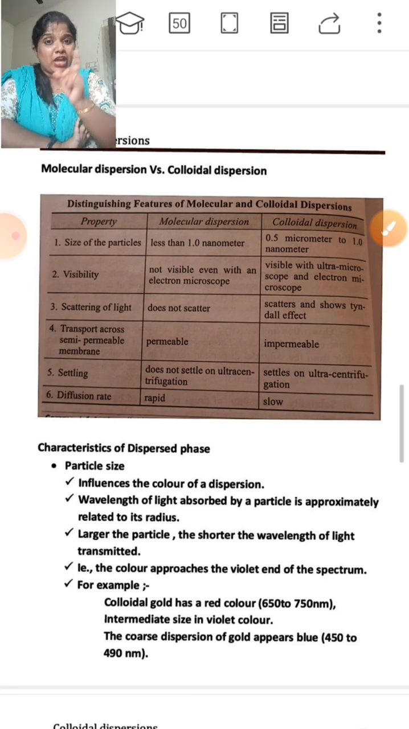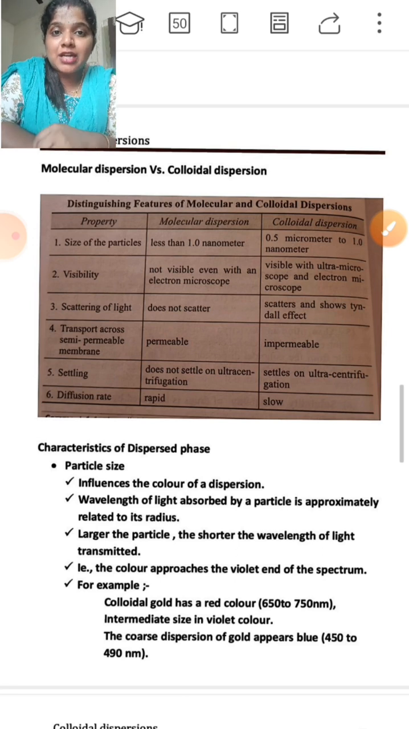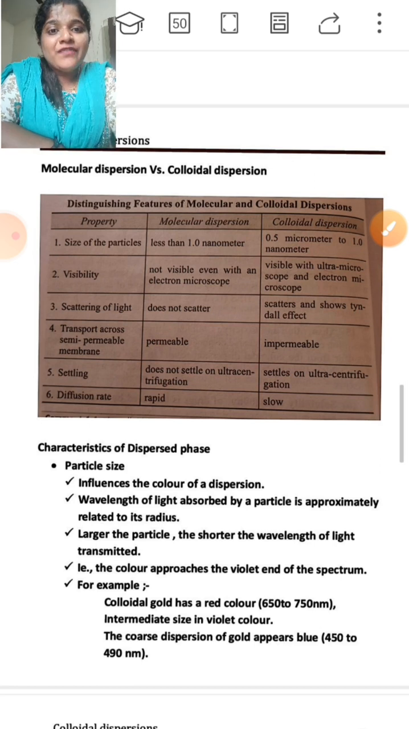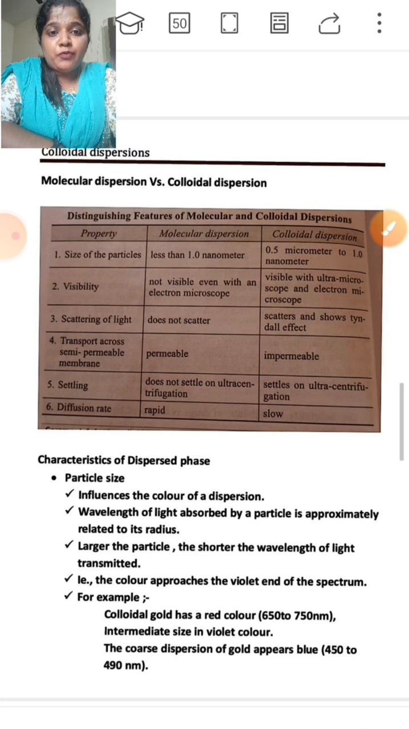That means you have to always remember it is a range starting from the micrometer to the nanometer. In visibility, molecular dispersions are not visible even with an electron microscope, but colloidal dispersions are visible with the ultramicroscope and electron microscope. Then in the scattering of light, molecular dispersion does not scatter, and the colloidal dispersion scatters and shows a Tyndall effect.